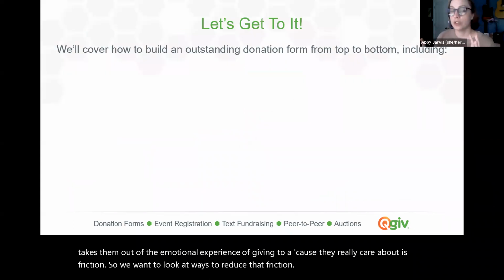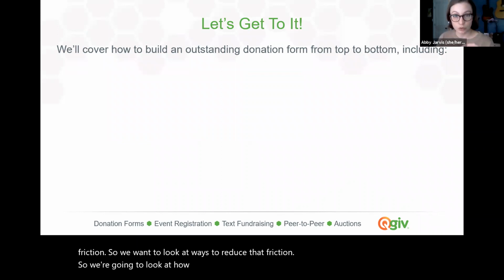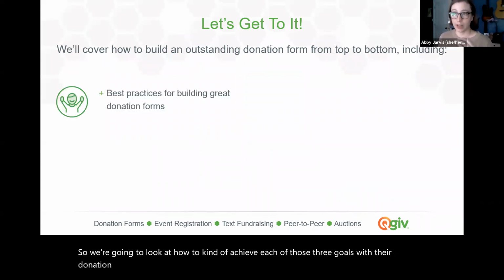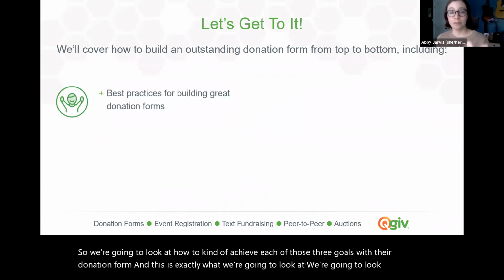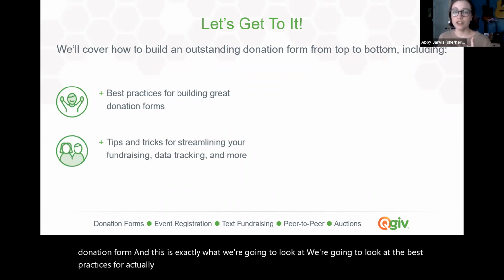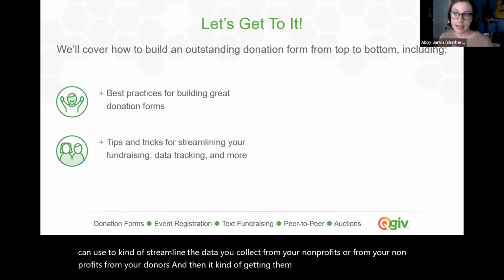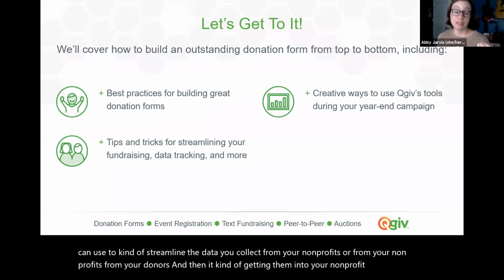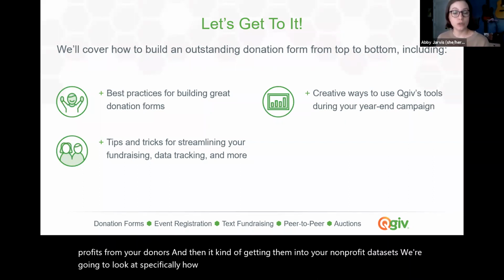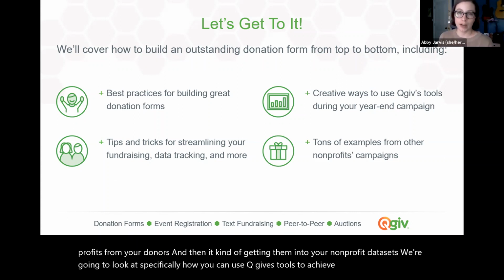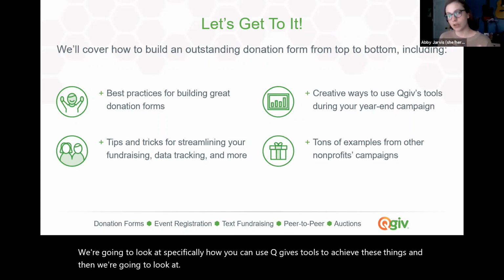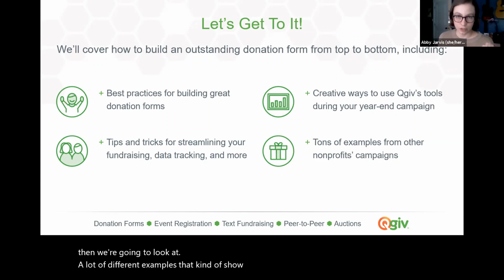So we're going to look at how to achieve each of those 3 goals with your donation form. And this is exactly what we're going to look at. We're going to look at the best practices for actually building donation forms. I'm going to show you some strategies that you can use to streamline the data you collect from your donors, and then getting them into your nonprofit's data sets. We're going to look specifically at how you can use Qgiv's tools to achieve these things. And then we're going to look at a lot of different examples that show you what these best practices look like in real life.